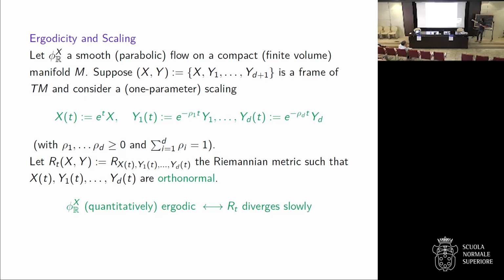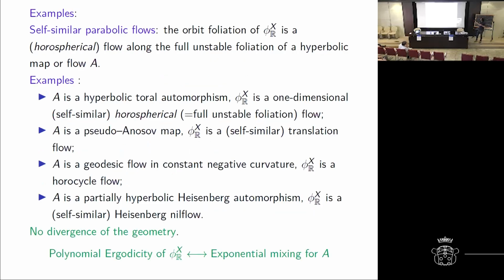So the flow of X will be ergodic, quantitatively ergodic. This should be in some relation with the fact that in the space of metrics, as measured by some feature of the metric which is relevant to the problem, the Riemannian metric diverges slowly. Now, here I just put some examples that more or less repeat the concept.